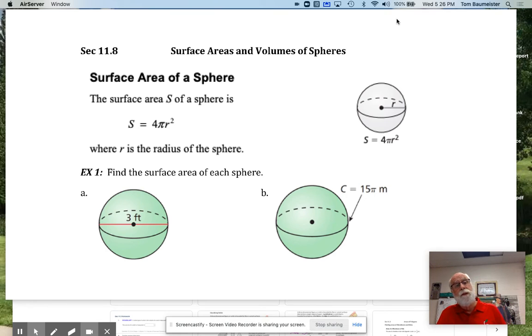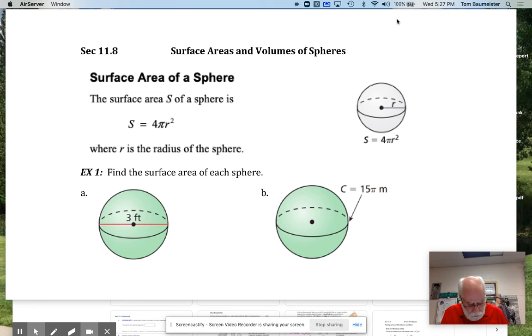Right, section 11.8, surface areas and volumes of spheres. It's our last one, ladies and gentlemen. So the surface area of a sphere is S equals 4 pi r squared, where r is the radius of the sphere. So to know that, I should probably tell you a couple of things here.